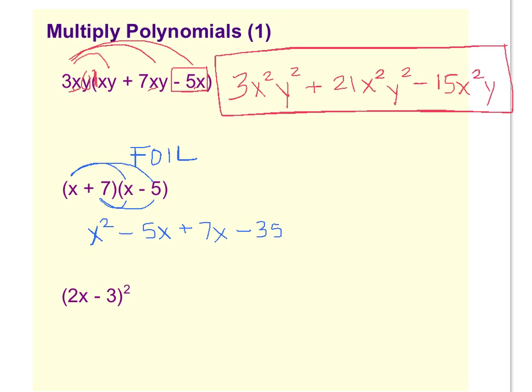Alright, from there you just want to see if you have any like terms. More often than not, it will be those middle two terms that you can combine. So our final answer, the x squared, will stay the same. And then you have a negative 5x plus 7x is positive 2x, and then minus 35.